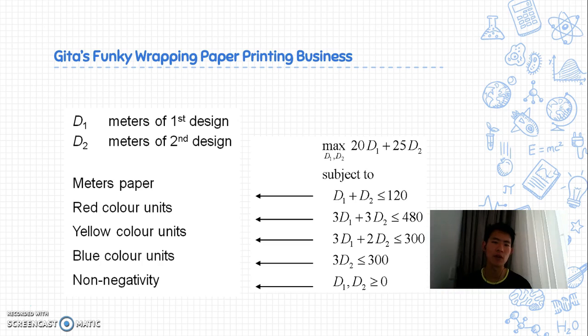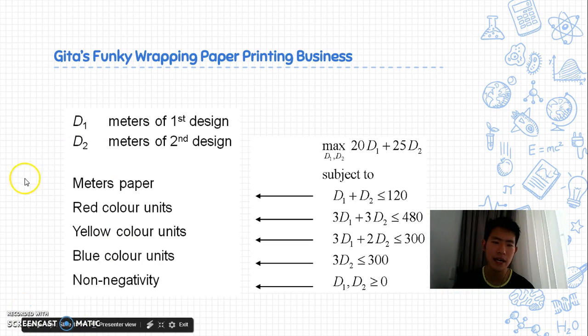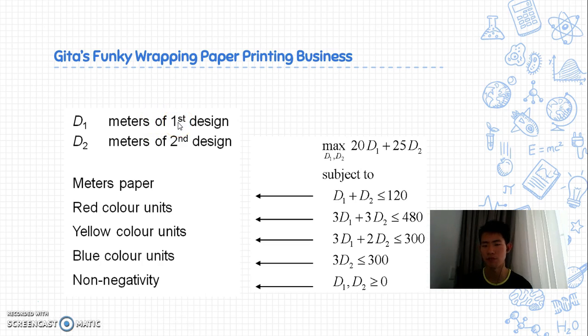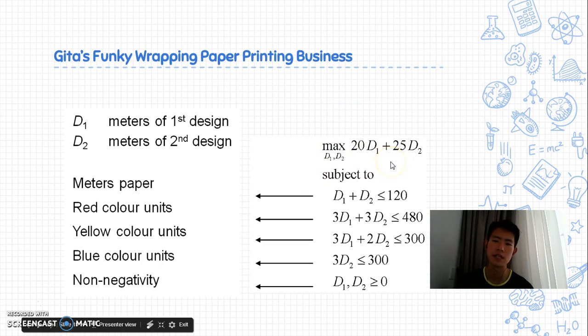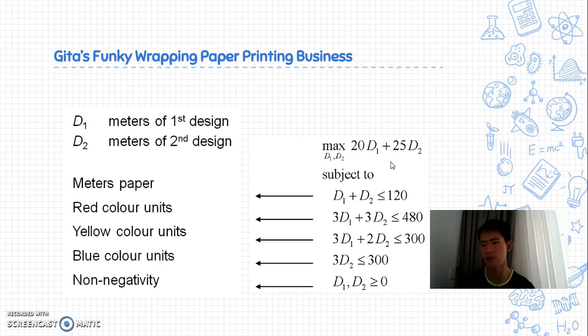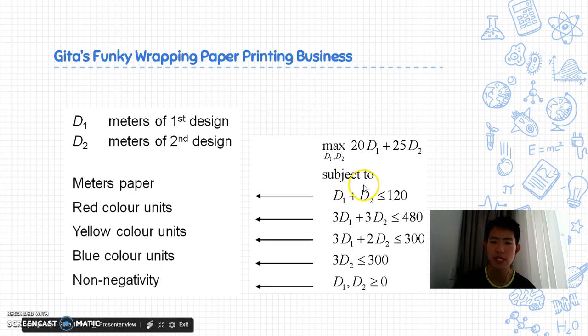Well, now that we know about that, we can design it in a more structured way. So these are the decision variables, D1 and D2. D1 is the meters of the first design, D2 the meters of the second design. And what we want to do is maximize the revenue. So revenue here is 20 D1 plus 25 D2, which, if you remember, is the price of design 1 and the price of design 2. Okay.